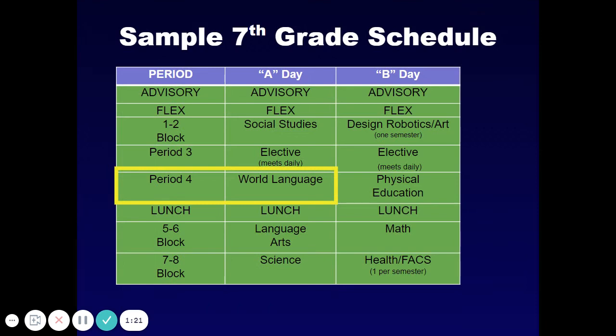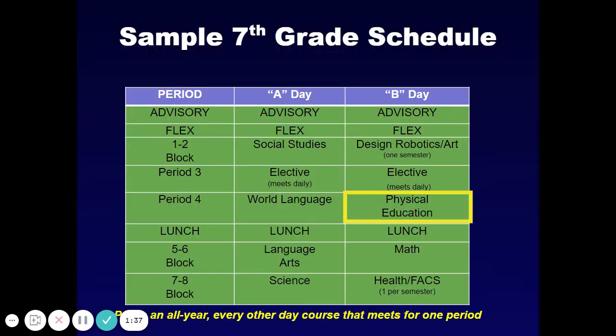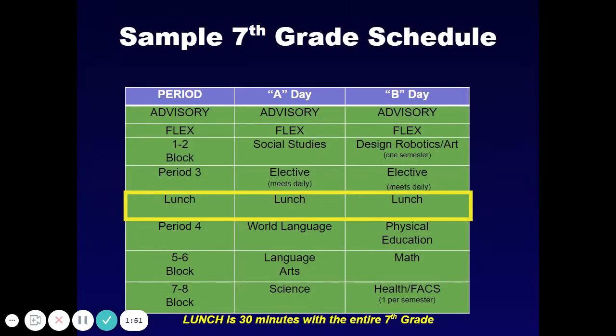World language continues to be 1 period that meets every other day. You'll continue on with the world language you're currently taking: Chinese, French, Latin, or Spanish. Also, for Phys Ed, you'll see that it is similar to grade 6, but it meets more in the middle part of the day. So Phys Ed is 1 period every other day all year. Similarly to lunch this year, all 7th graders eat lunch at the same time, just a little bit later in the day, and have approximately 30 minutes.